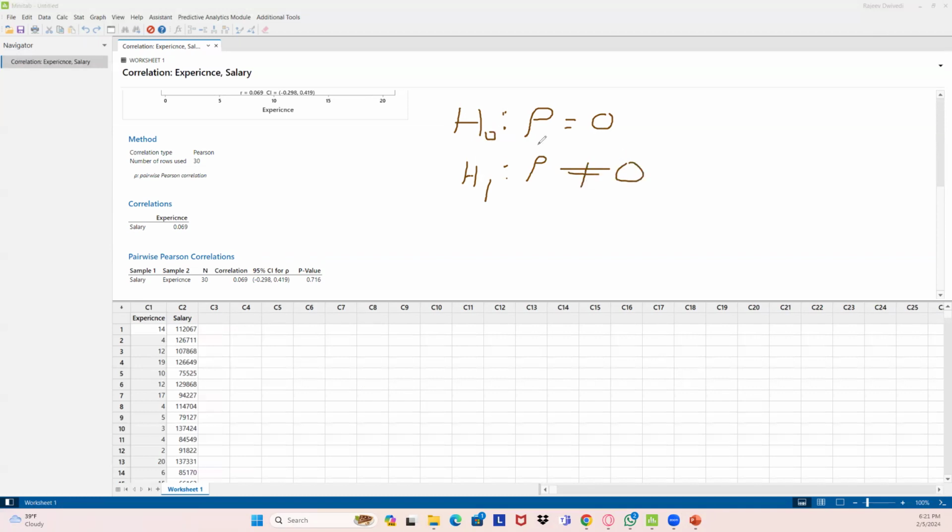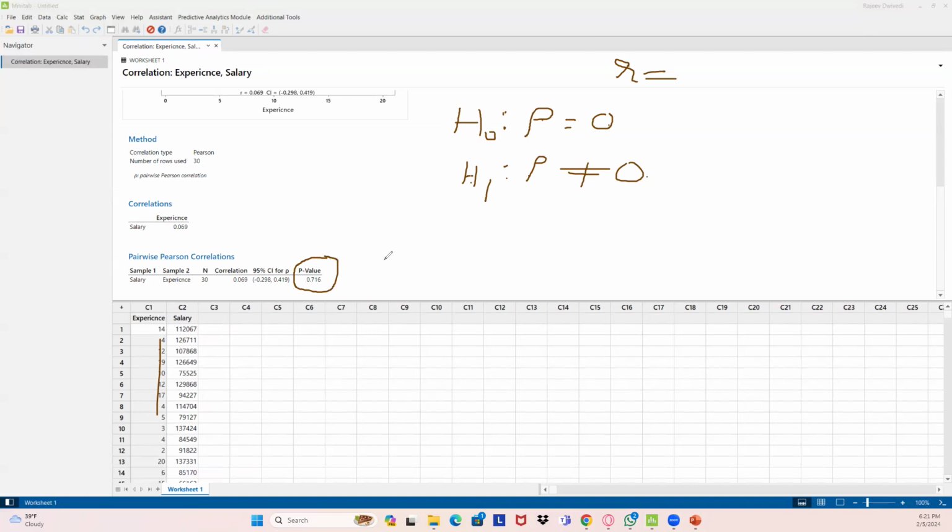That means small r is the correlation for the sample that we have here. Rho is for the entire population. So the population correlation is 0 under the null, and based on the sample, it is not 0. And again, the same concept is applicable.